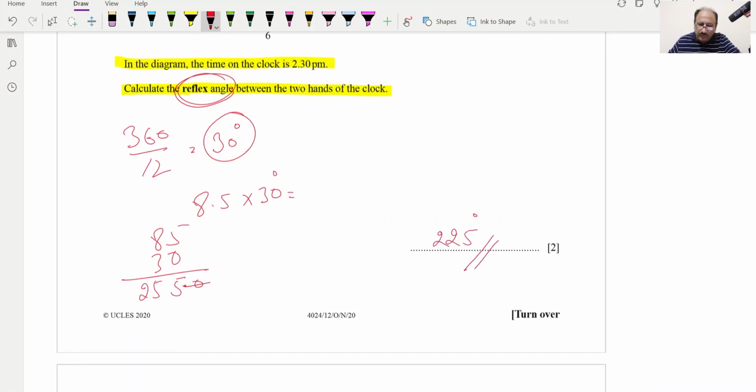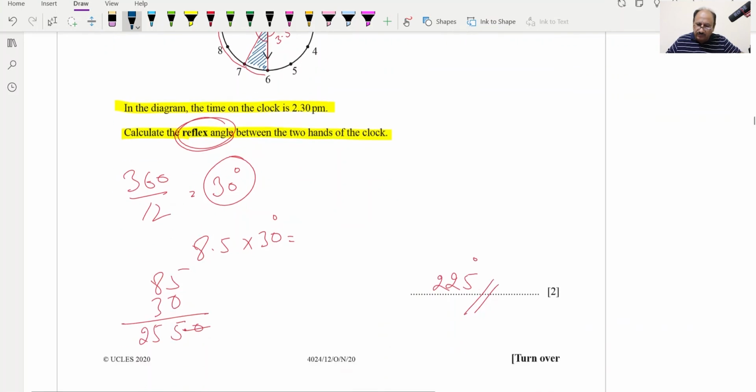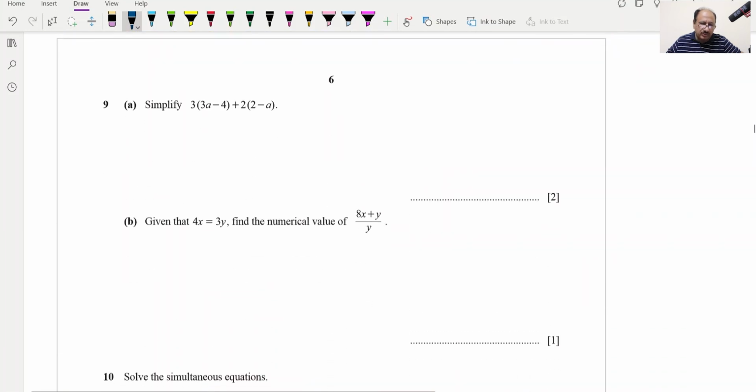225 degrees. What we have done, we have calculated for a single portion, and what does one portion mean? One portion means this much. We have calculated the angle for this much portion as 30, and the reflex angle contains 8.5 portions, and we multiplied this by 30 and we got 225. Hopefully you understood this.